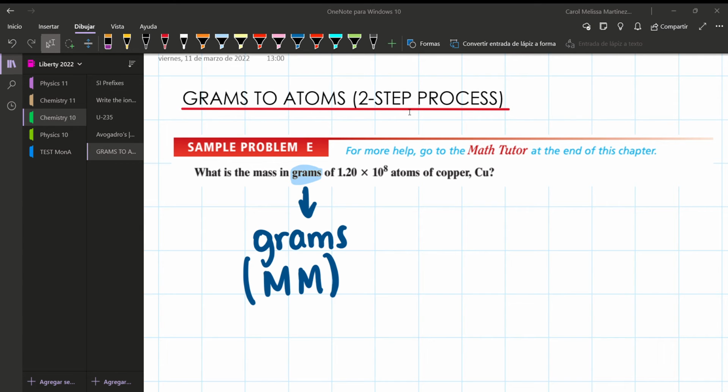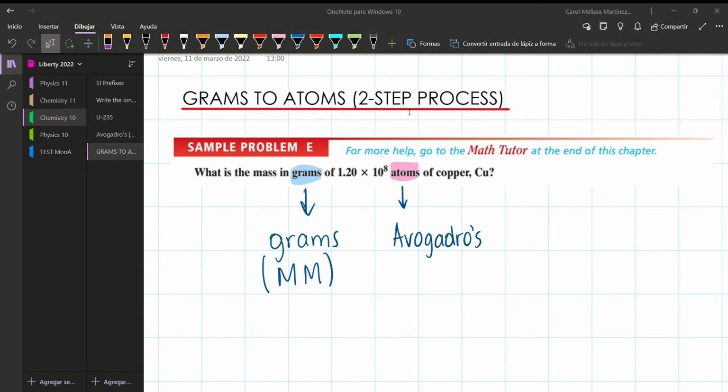Now, we also have another keyword, which is atoms. Exactly. So in this kind of problems, you see that we have the two keywords together. With atoms, you know that we have to use Avogadro's. So that means that these kind of problems need to have two steps, but the idea remains the same.